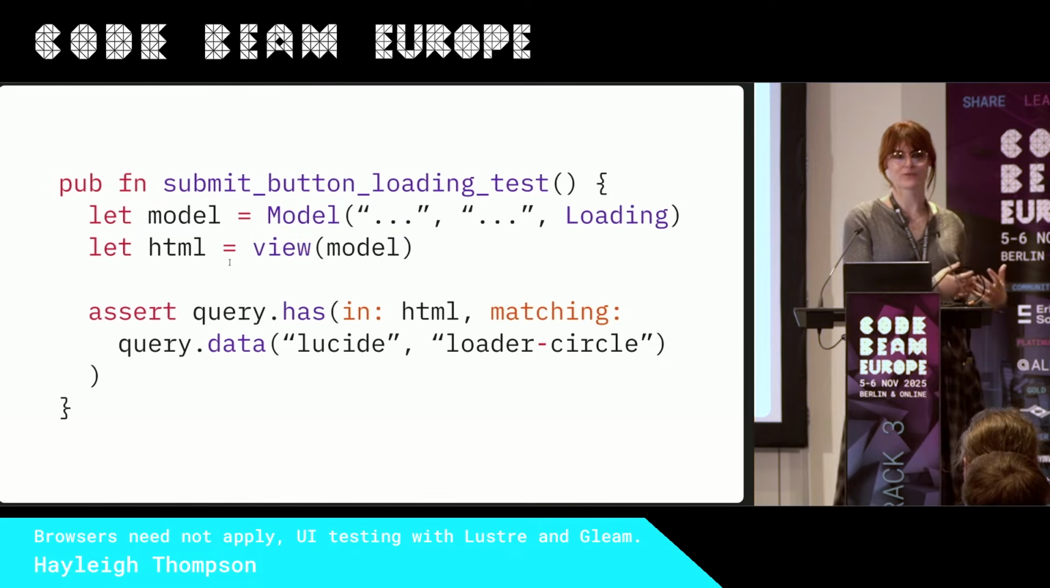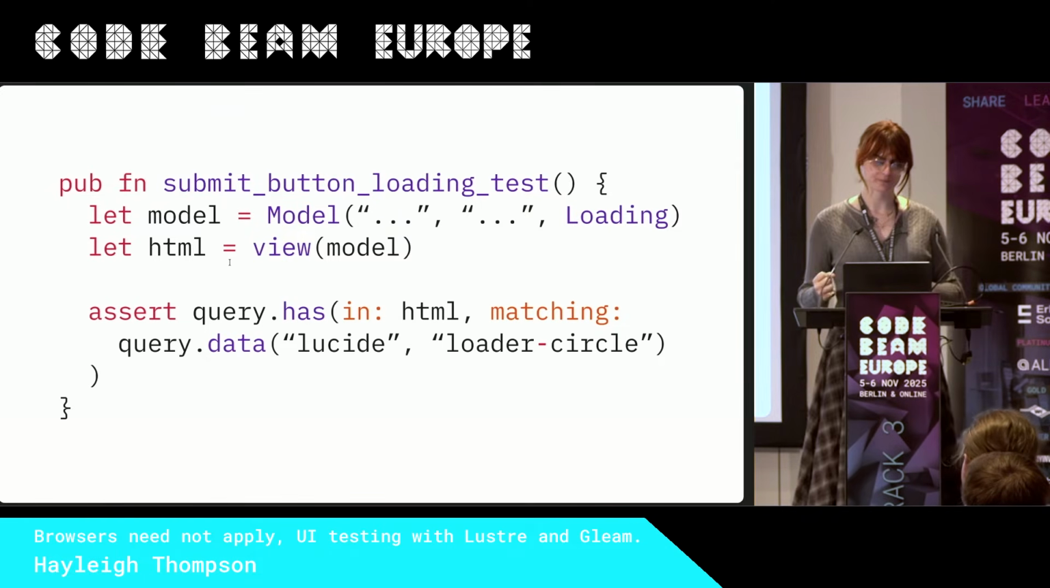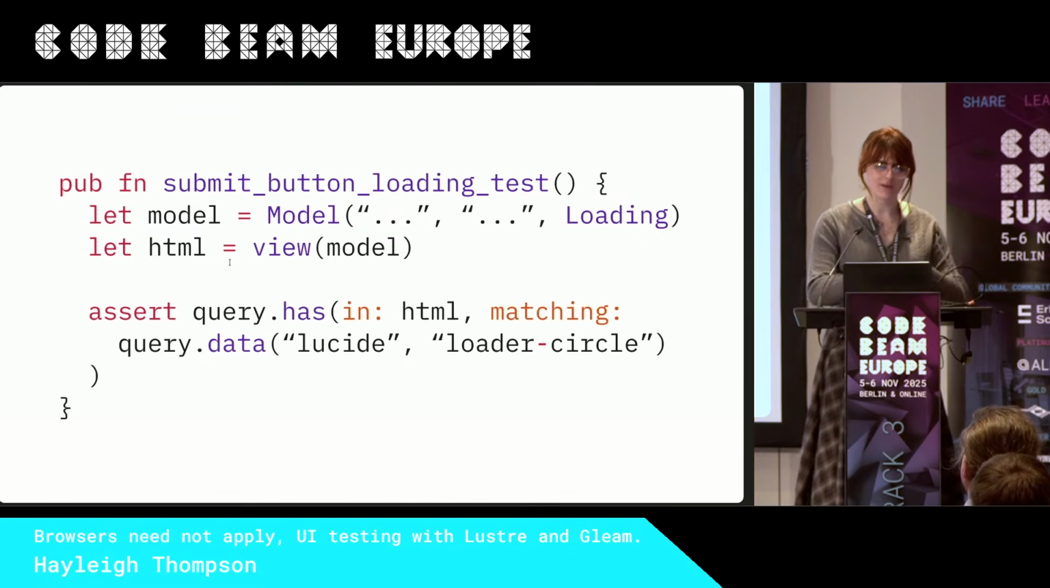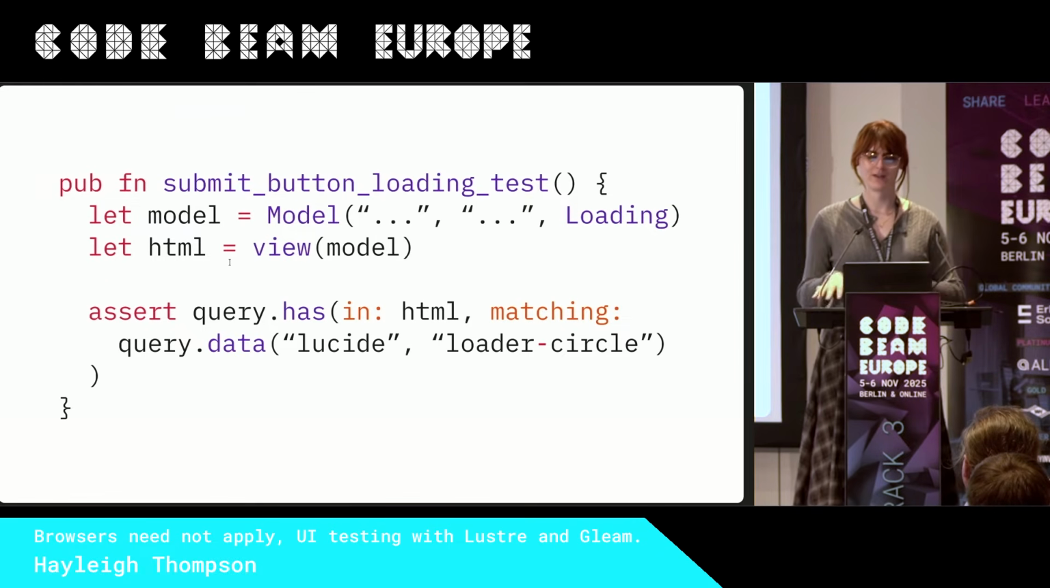Again, we have some model with some initial state in it. And we'll view that model. This will run our app's entire view function. And then we can go in and we can say, okay, I only really care that there is some sort of loading spinner on the page when the model is in a loading state.